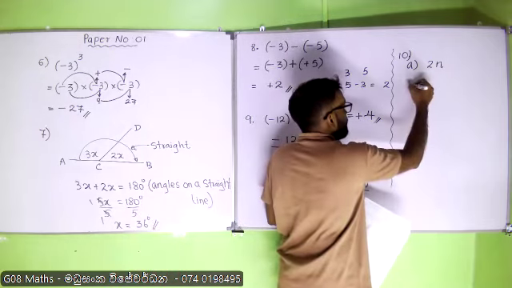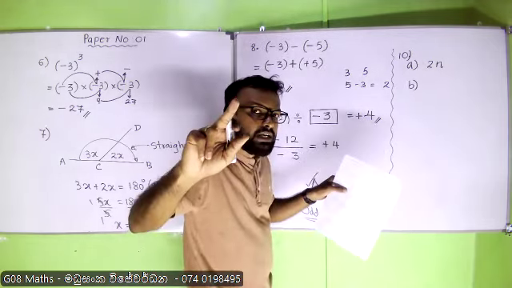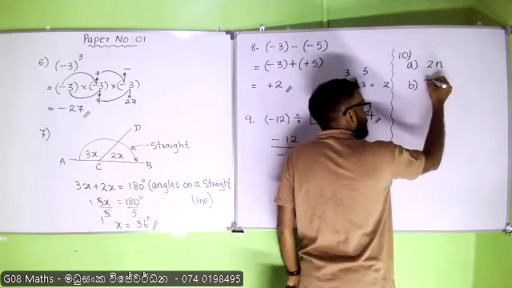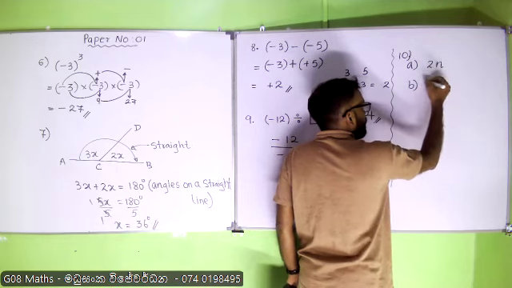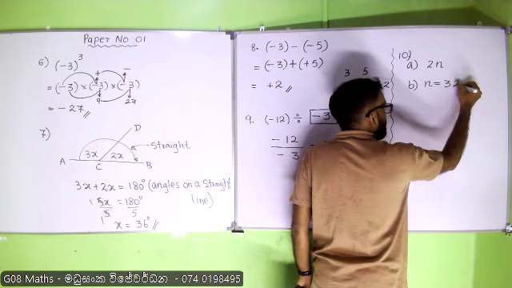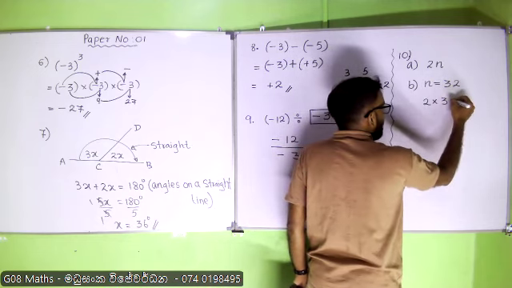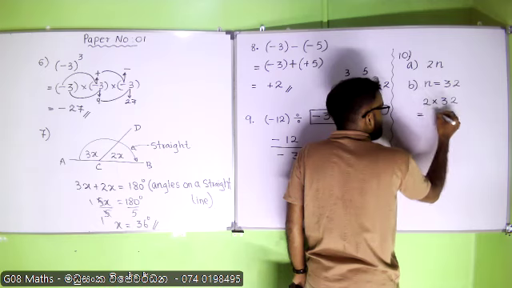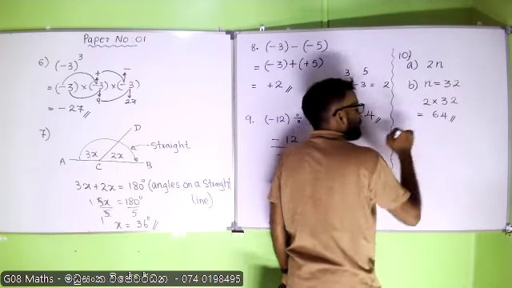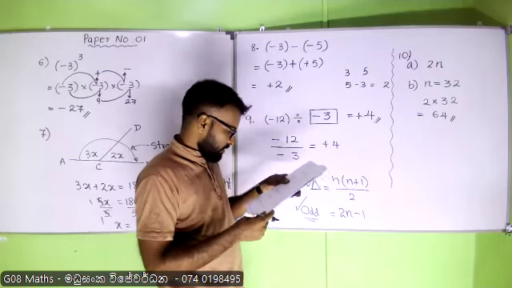So this is what we have to do. Part B. Find the 32nd term. If you want to find the 32nd term, what are you going to do? You are going to substitute n equals 32 here. 2 times 32, the answer is 64. So the 32nd term is 64.